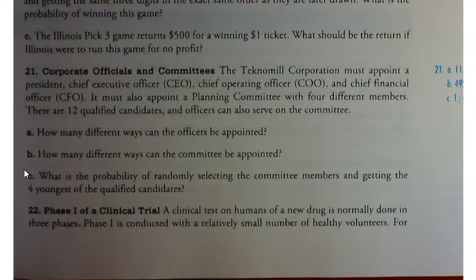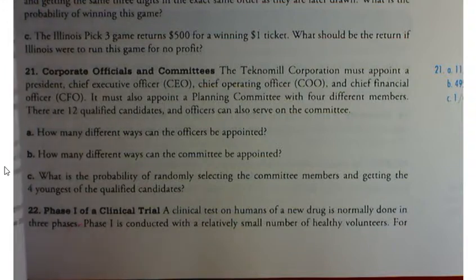This is kind of nice because it blends a few things. The Technomill Corporation must appoint a president, chief executive officer, chief operating officer, and chief financial officer. It must also appoint a planning committee with 4 different members. There are 12 qualified candidates, and officers can also serve on the committee. So, first question is, how many different ways can officers be appointed?